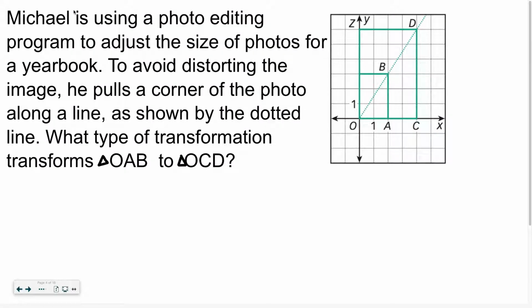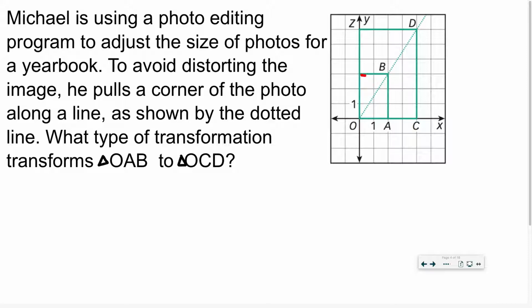The last transformation that we're going to work with is called a dilation. And so this is the example. Michael is using a photo editing program to adjust the size of photos for the yearbook. To avoid stretching the image, he pulls a corner of the photo along a line, which is here, to stretch it out.